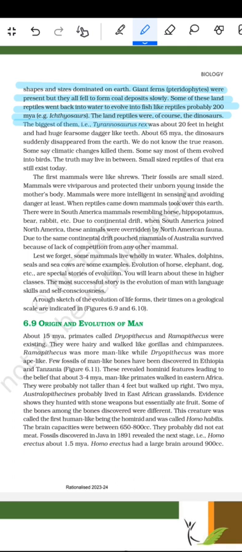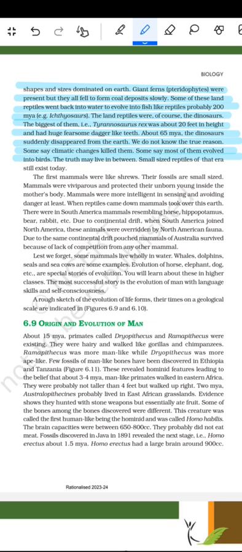The biggest of them, the Tyrannosaurus rex, was about 20 feet in height and had huge fearsome dagger-like teeth. About 55 million years ago, the dinosaurs suddenly disappeared from the earth. We do not know the true reason. Some say climatic changes killed them. Some say most of them evolved into birds. The truth may lie in between.